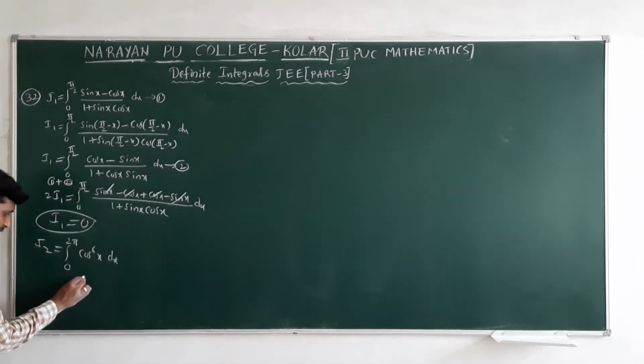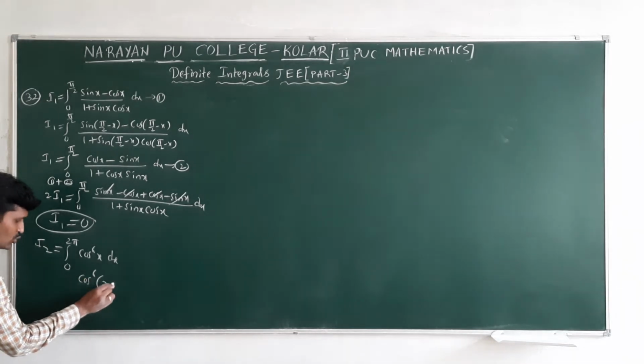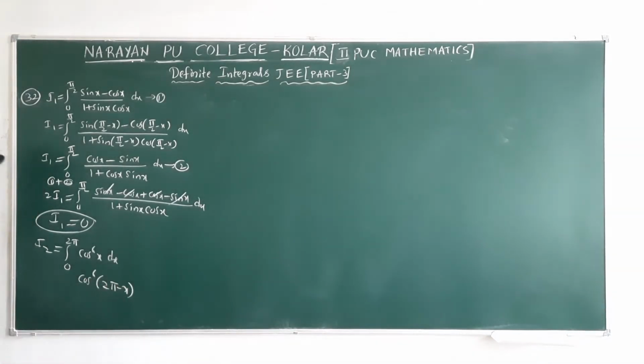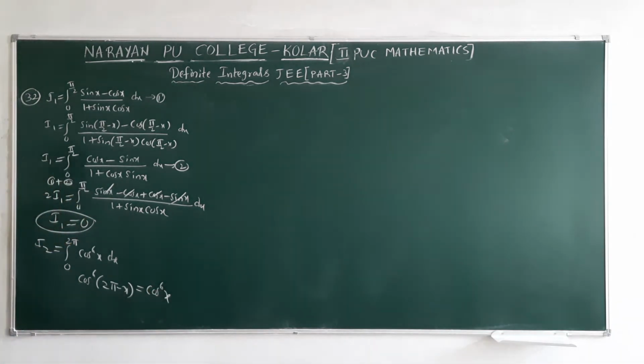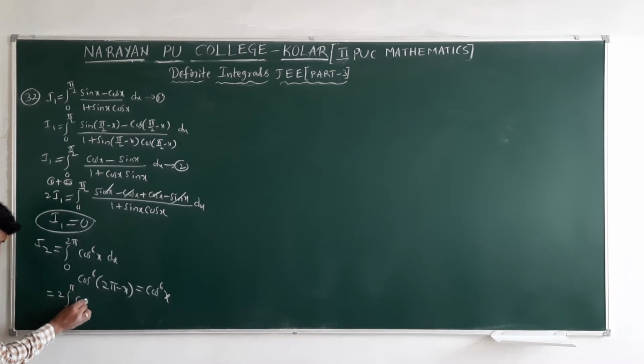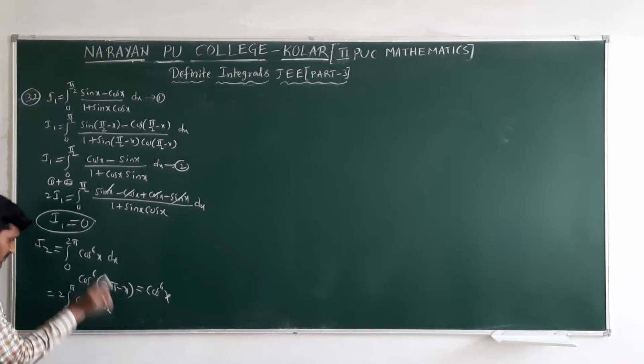Now you will check with cos^6(2π − x). 2π − x is in the fourth quadrant, where cosine is positive, so the function is not changing. It satisfies the property f(2a − x) = f(x). We can write 2 ∫ from 0 to π of cos^6 x dx.